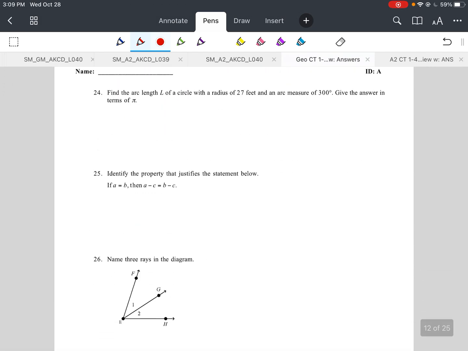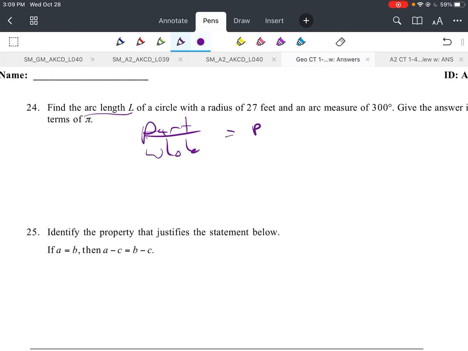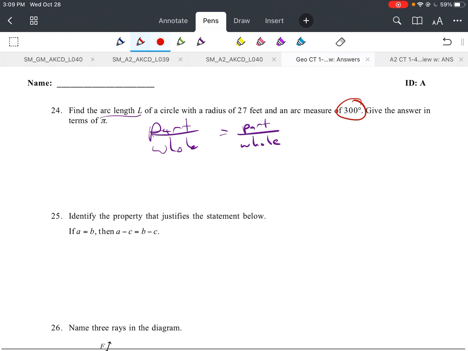Let's look at 24. It says find the arc length L. When it's talking about arc length or sector, we're going to use whole part over whole equals part over whole. You say to yourself, well, that's helpful. And it is, because we got this part here. Always start with your degrees. So I got 300 degrees out of the whole. What's the whole thing? That's 360. So 300 out of 360.